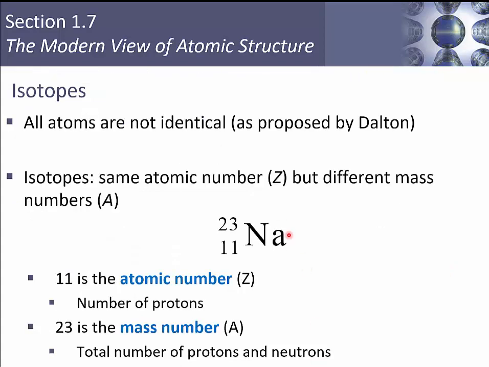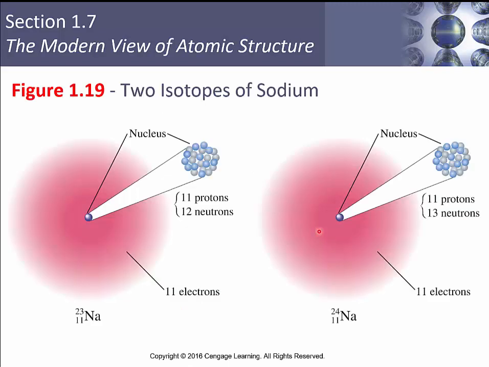All right? So isotopes. All atoms are not identical, so Dalton was wrong in this. Isotopes have the same atomic number, Z, but different mass numbers. So here we've got sodium, Na, so we've got our atomic symbol, and we've got our atomic number, and then here we've got our atomic mass. So this is our Z, 11 is our Z, the number of protons. 23 is our mass number, which is the number of protons plus neutrons. So that's a real quick math to figure out how many neutrons we've got. So here are two isotopes of sodium.